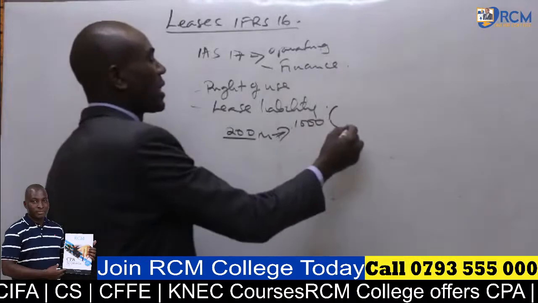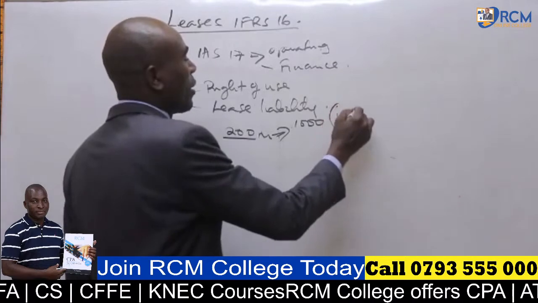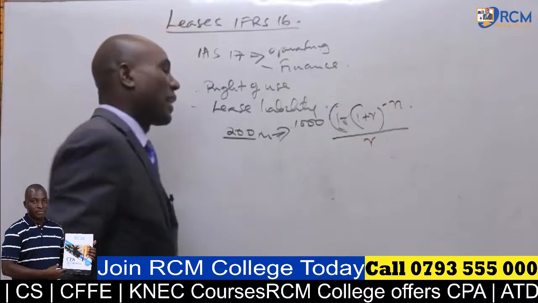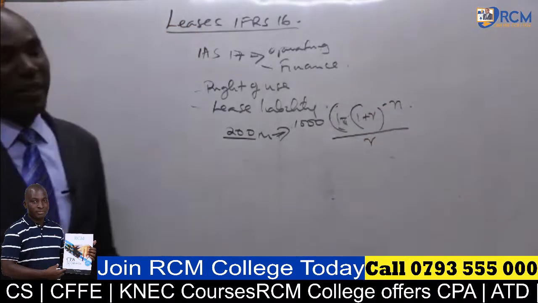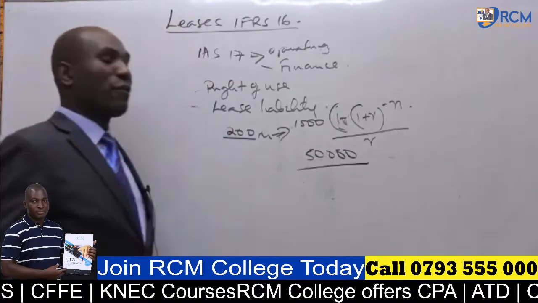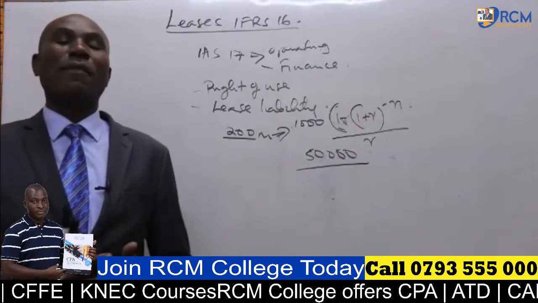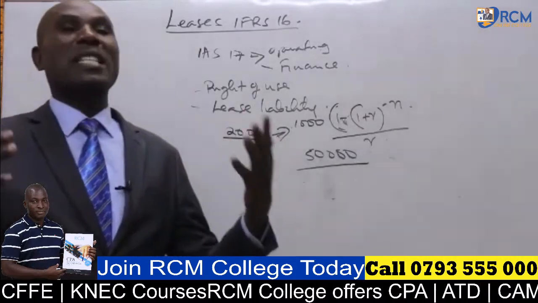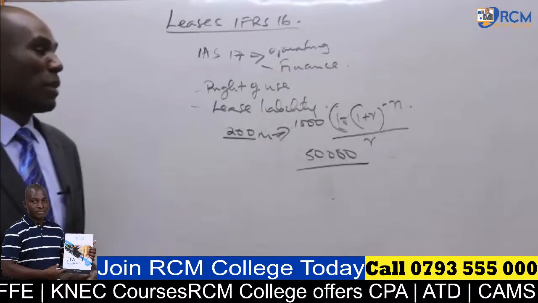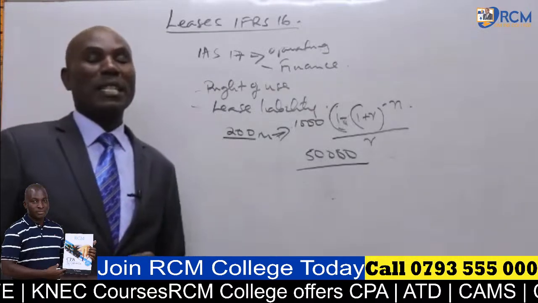Therefore, we say that I will discount this. I will discount this using 1 minus (1 plus r) raised to negative n, divided by r. I discount that to the present value, then maybe I get something like 50 million. Therefore, that 50 million now becomes the lease liability. Therefore, we say the lease liability is the present value of minimum lease payments over the lease period. What I'm going to pay over the lease period becomes the lease liability.